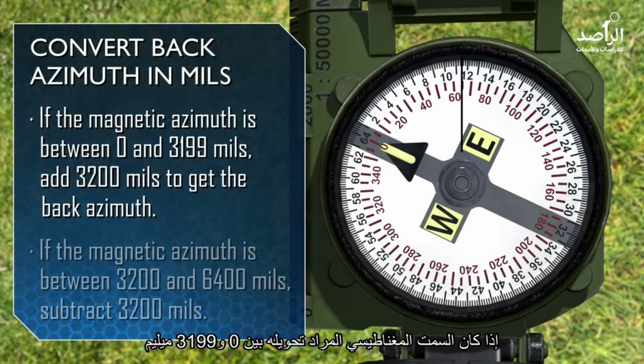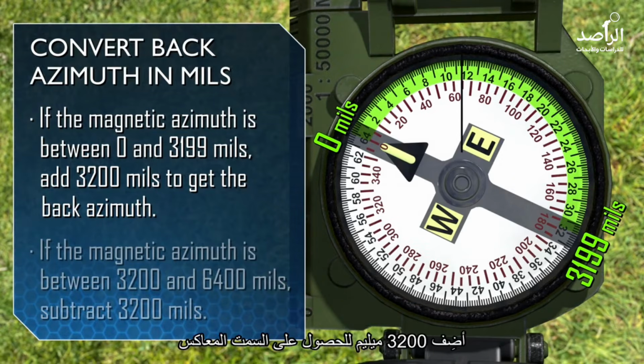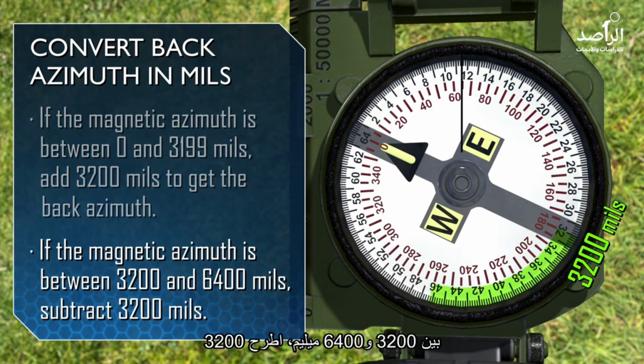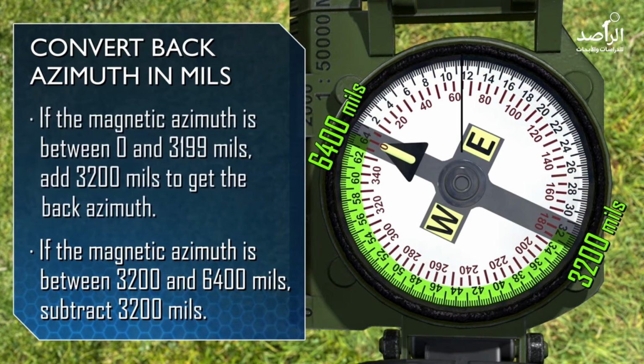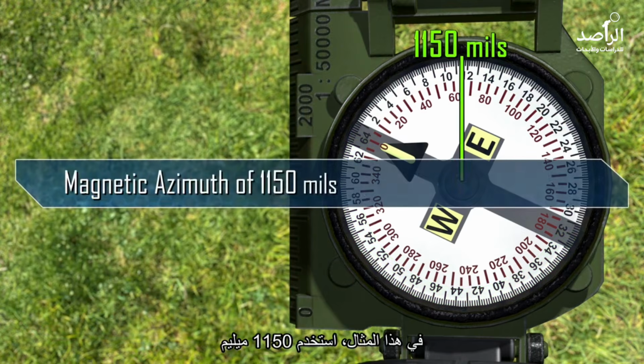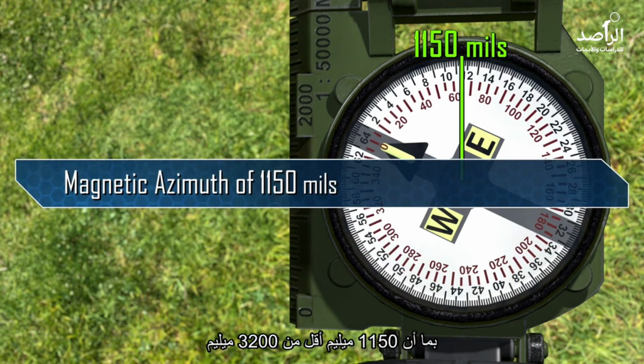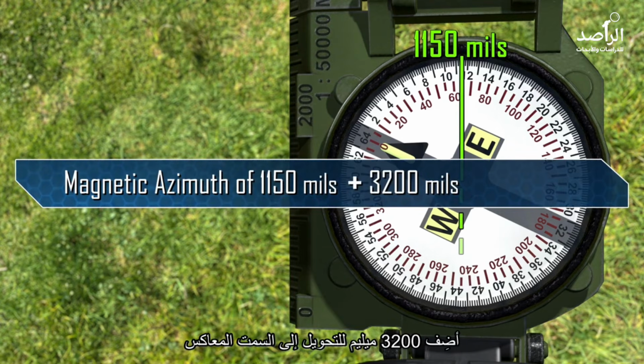If the magnetic azimuth to convert is between 0 and 3199 mils, you add 3200 mils to get the back azimuth. Between 3200 and 6400 mils, subtract 3200. In this example, use 1150 mils. Since 1150 mils is less than 3200 mils, add 3200 mils to convert the back azimuth.